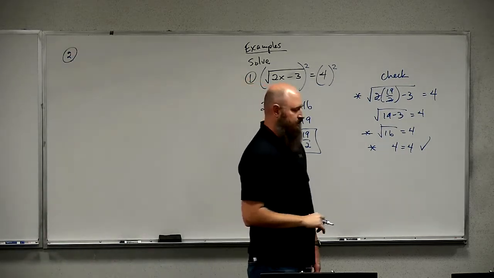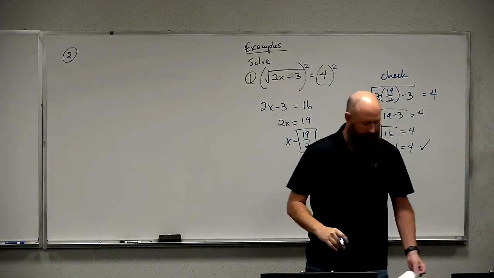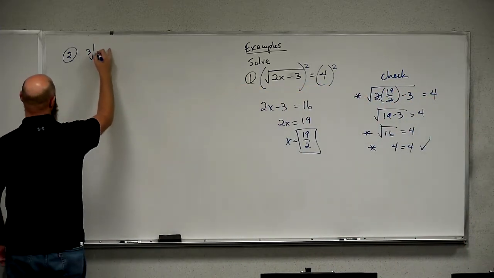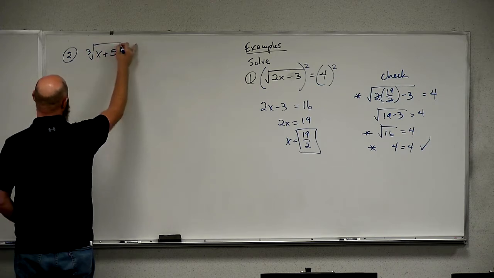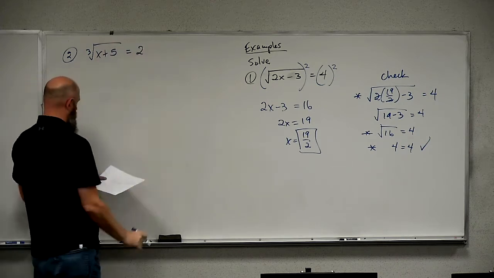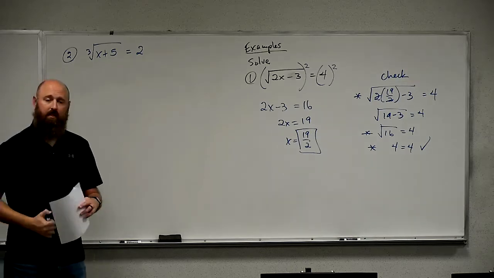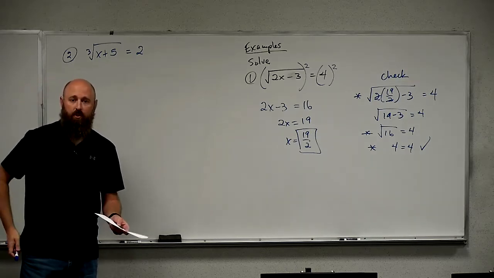All right, number 2. We have the third root of x plus 5 equals 2. Again here, we just want to use that index.